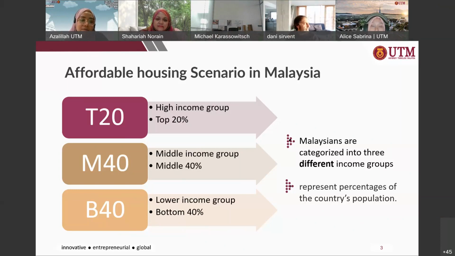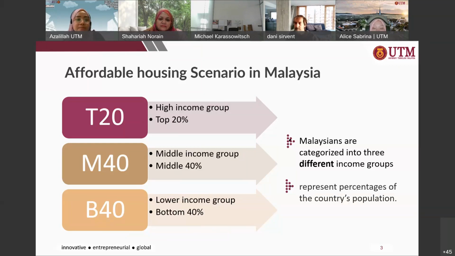When we talk about affordable housing, mostly the group facing the problem and issue is the lower income group, which is B40. And recently, from around 2010 or 2015, the M40, the middle income group, has also been facing the problem of affordable housing in Malaysia. So this represents the percent of country population by income group.